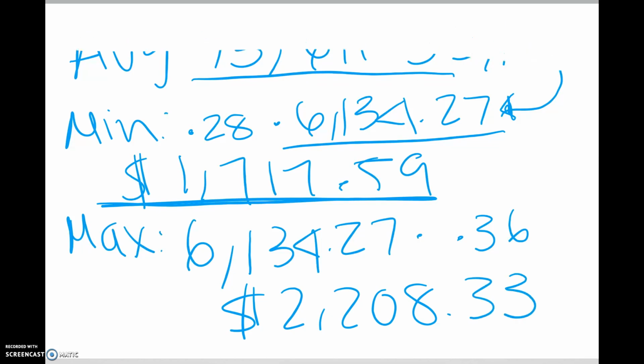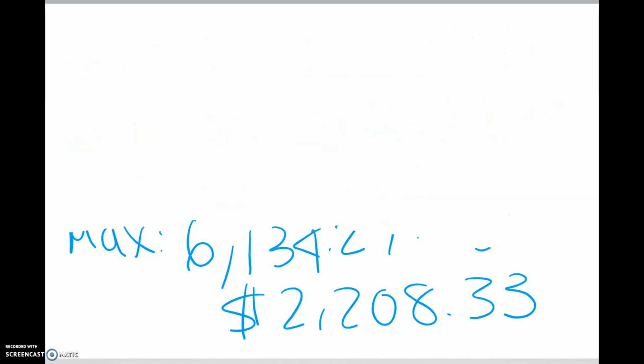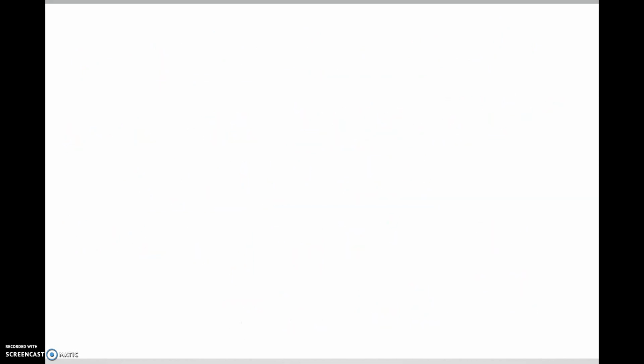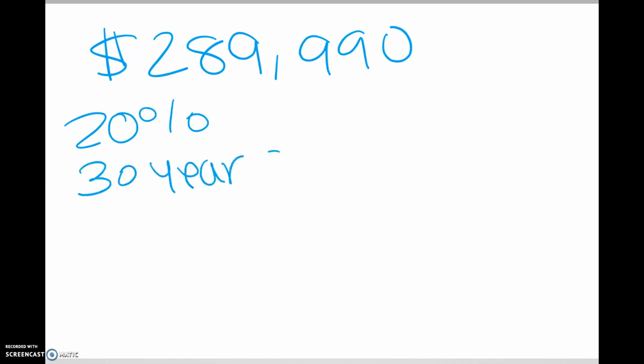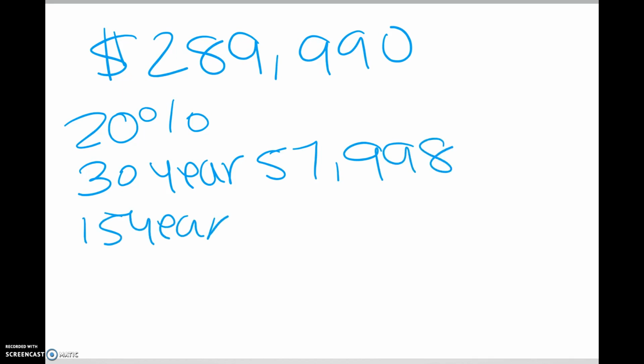So the house that we chose, the market value price was $289,990. For a 20% down payment for a 30-year loan and a 15-year loan is going to be $57,998. So for the 30-year and the 15-year, it's the same for a 20% down payment. Yeah, we just multiply it by 0.20.